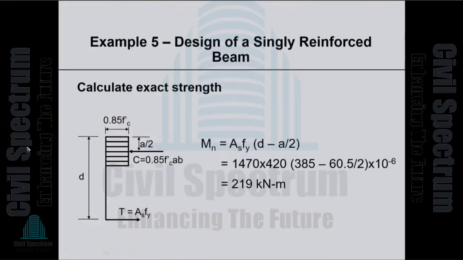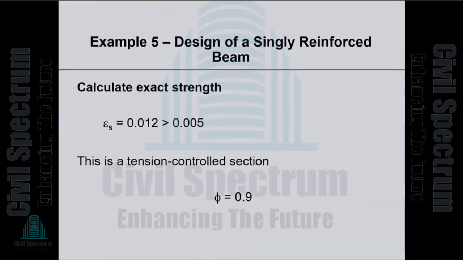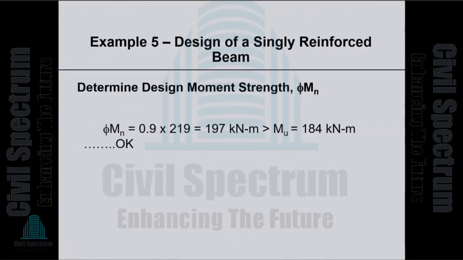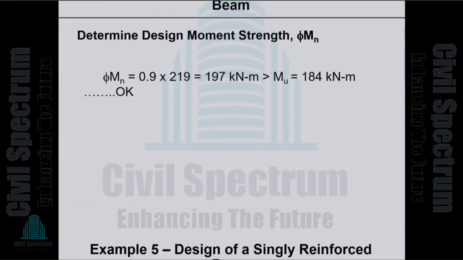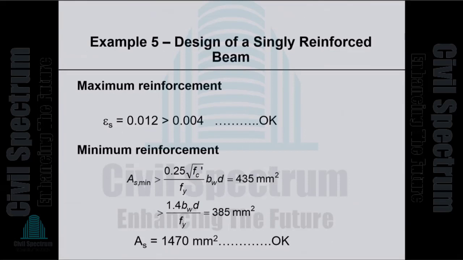The nominal moment strength was 219 kilonewton meters. We are establishing that the phi is 0.9. So the design moment strength is 184 kilonewton meters, 0.9 times 219.